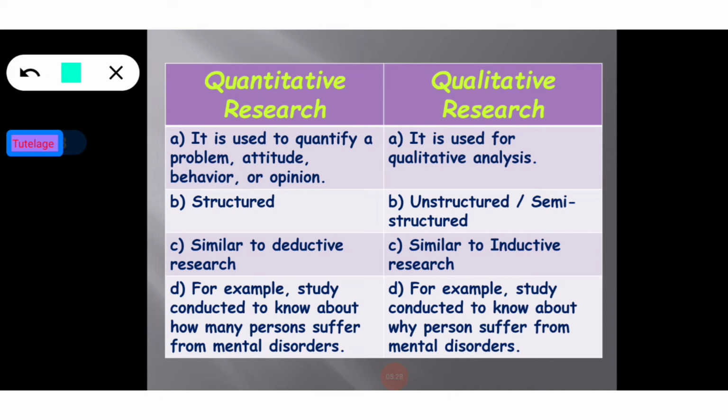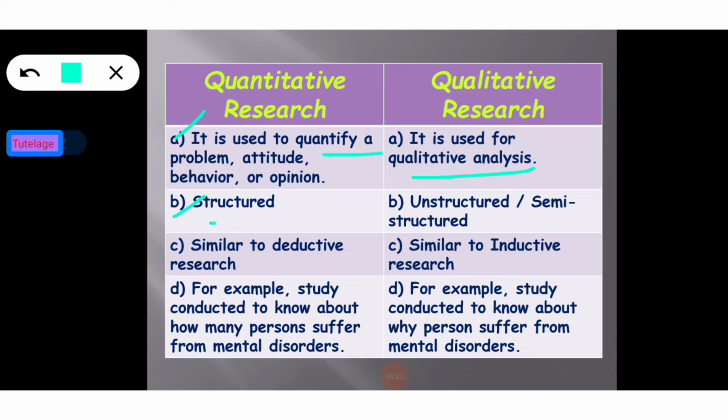So the first difference is that quantitative research is used to quantify a problem, attitude, behavior, or opinion, and qualitative research is used for qualitative analysis, for understanding problems which cannot be quantified, which can only be qualified. Okay, so now move on to the next point.